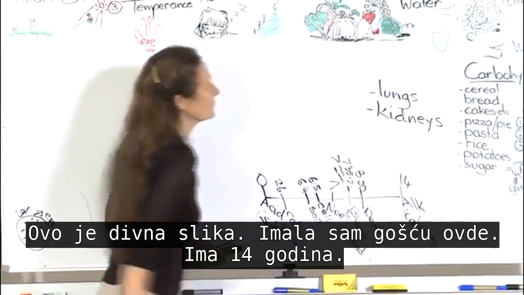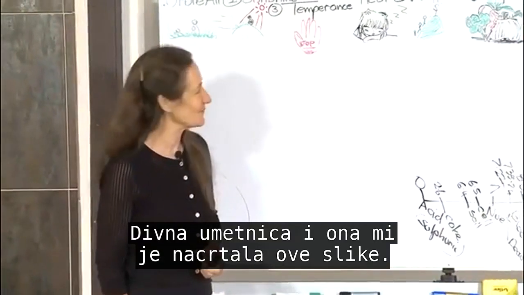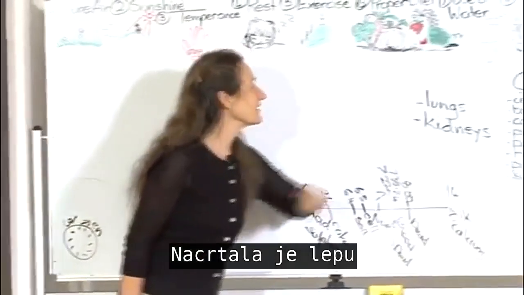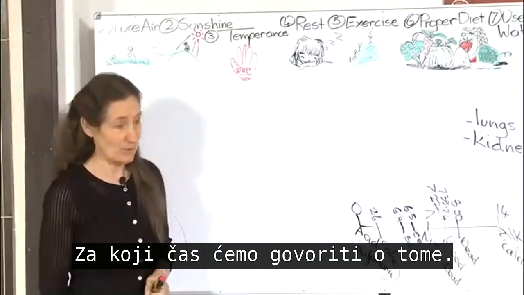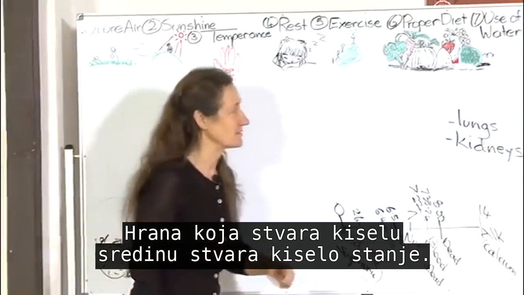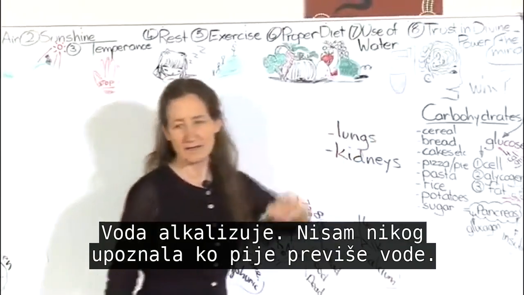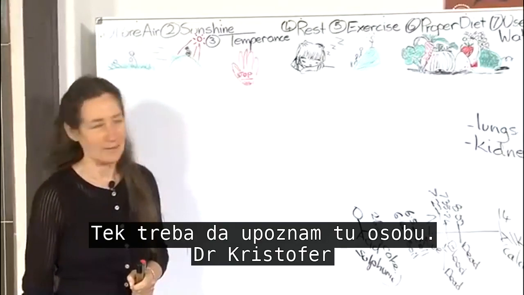This is a lovely illustration. I had a guest here. She was 14, beautiful artist, and she drew my pictures. She drew a nice illustration of your very alkaline forming foods, and we're going to have a look at that in a minute. Acid forming foods create an acid condition. Water alkalizes. I haven't met anyone that drinks too much water. Yet to meet that person.